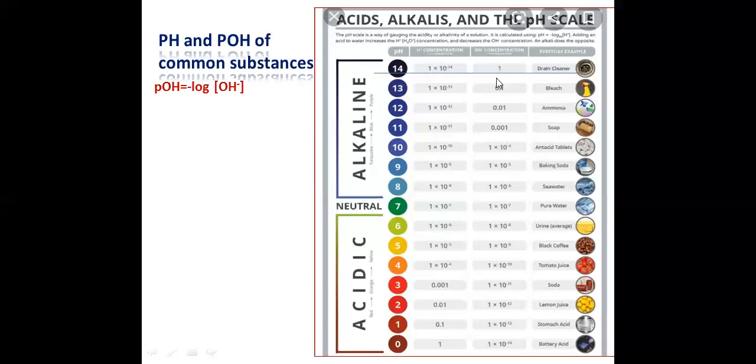Hydroxyl ion concentration is 1. So for hydroxyl ion concentration, we will find pOH, not pH. pOH is equal to negative log of hydroxyl ion concentration. By putting the value of hydroxyl ion concentration, which is 1, log 1 is equal to 0. So the pOH of drain cleaner will be 0.